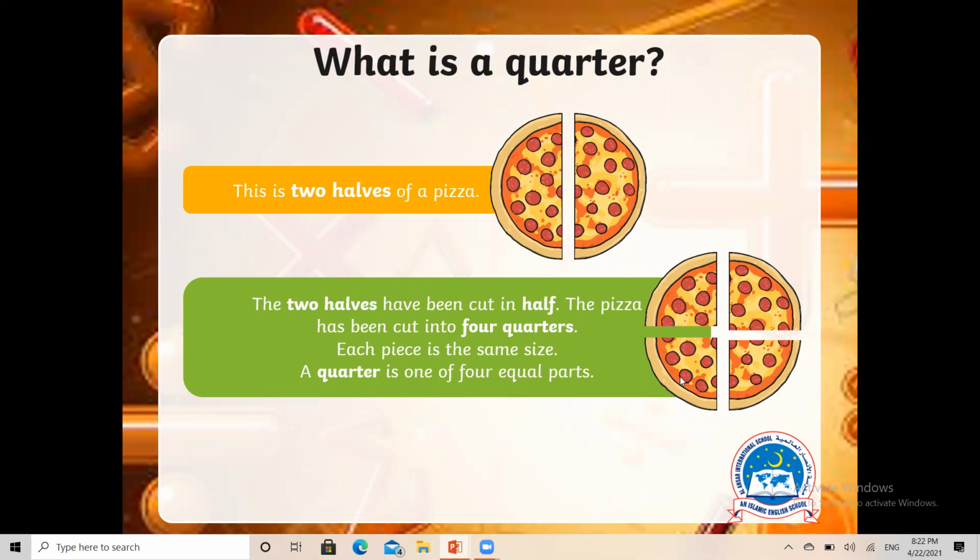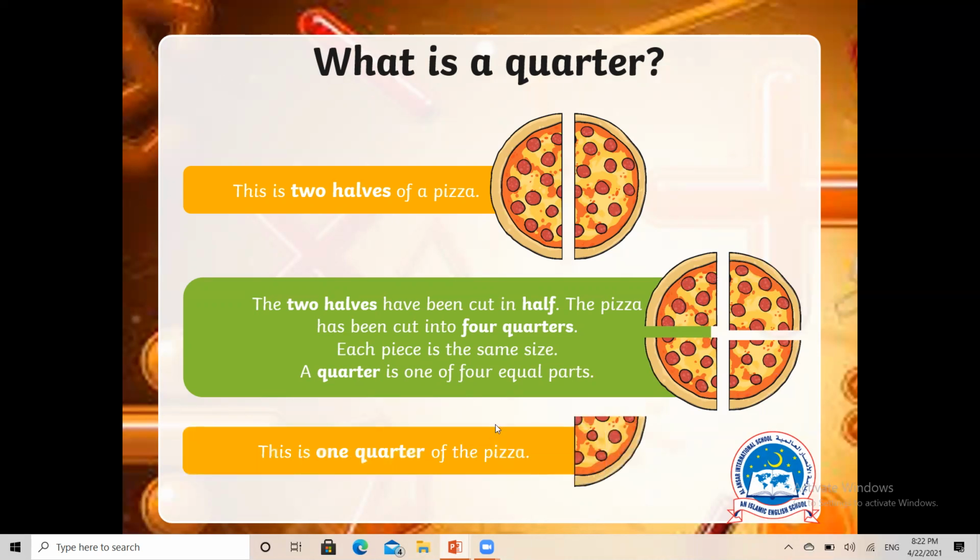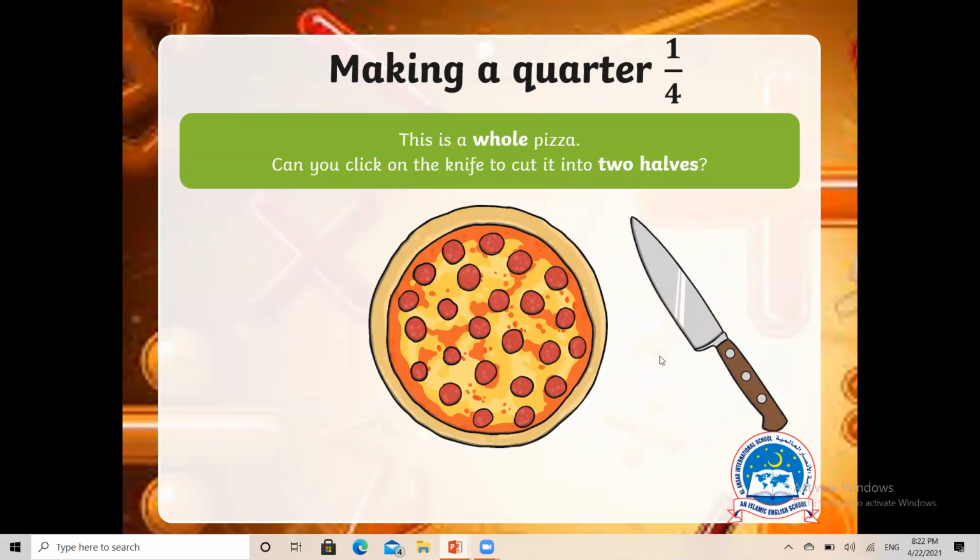A quarter is one of 4 equal parts. So here: quarter, quarter, quarter, quarter. How many quarters do we have? 1, 2, 3, 4. When we have 4 quarters, it will make one whole, right? And the picture here is showing you 1 quarter of this pizza. So this is the quarter. This is a whole pizza.